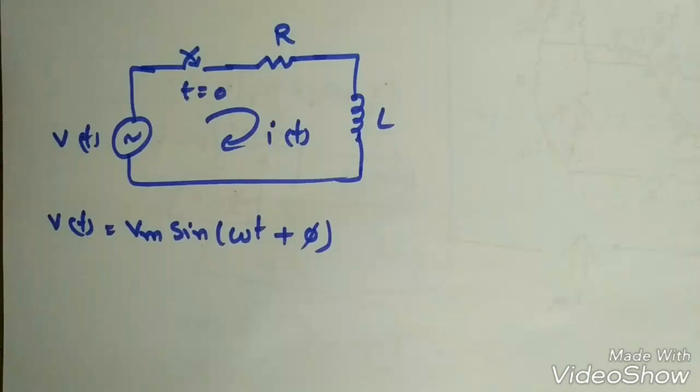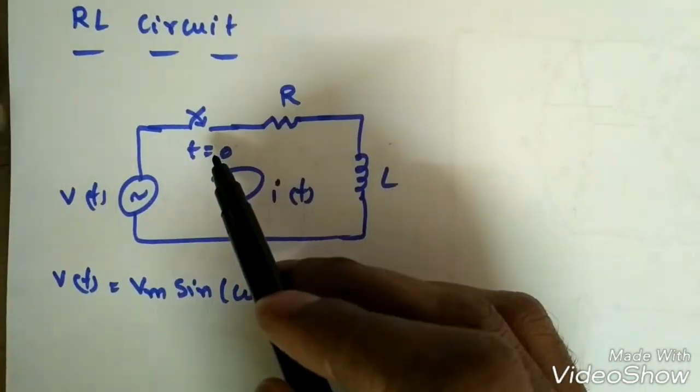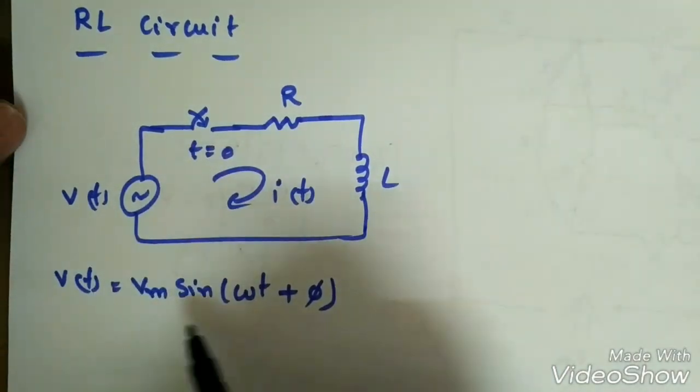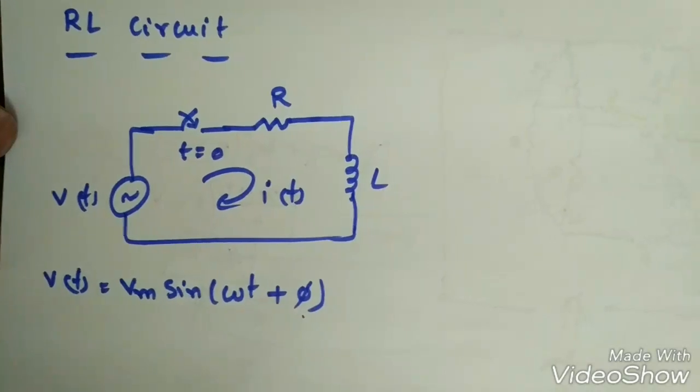Now we'll start with the RL network and the RC network. Suppose there is an RL network, in which the switch is closed at t equal to 0, and V of t is an AC signal, which I am taking as Vm sine omega t plus pi.